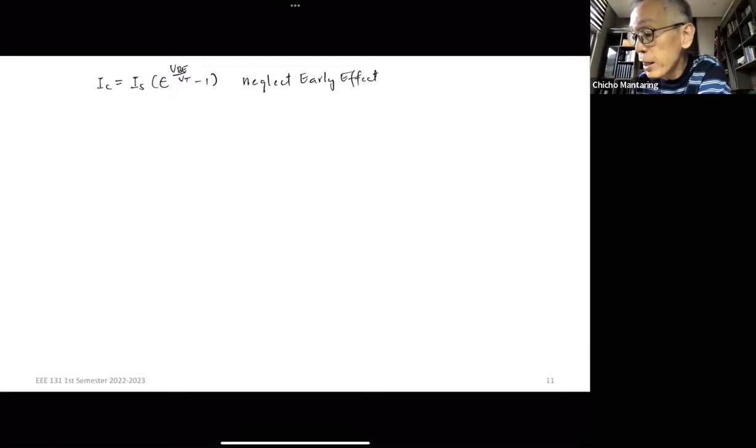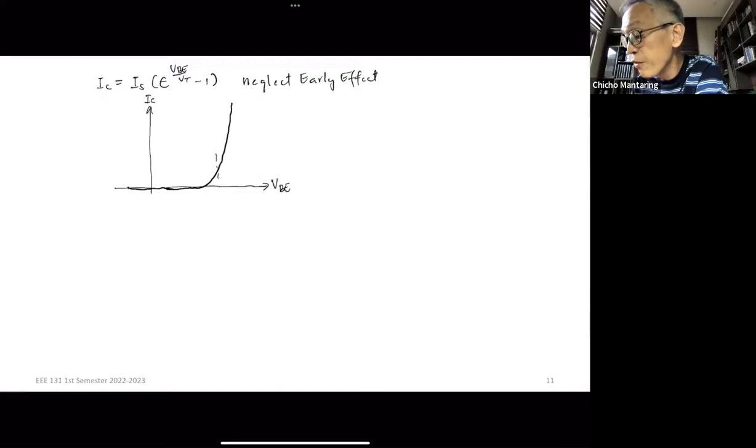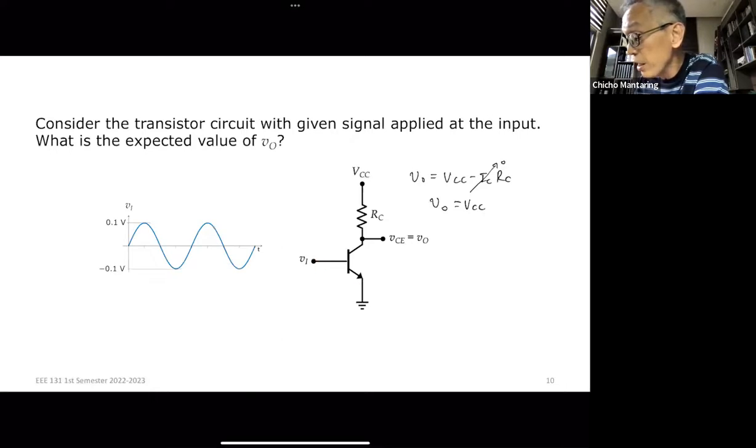So if I draw the IC versus VBE, what will this look like? You have practically zero current, and then sisipa yung current natin at around 0.7 volts, assuming that this is silicon. Okay. Now, what are we doing? Yung VI natin is equal to VBE. Take a look. VI is equal to VBE. This is VBE.